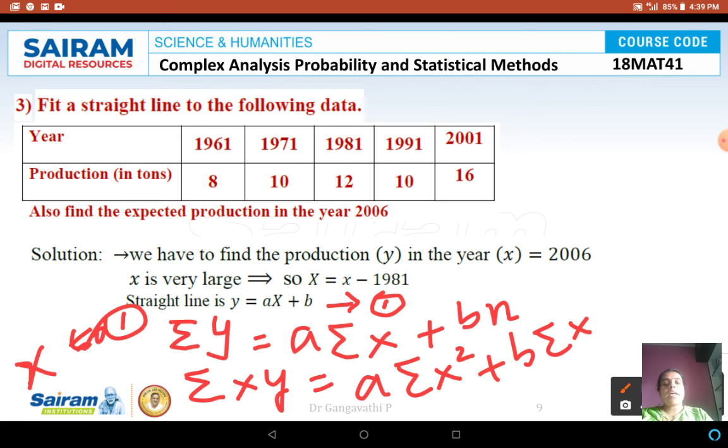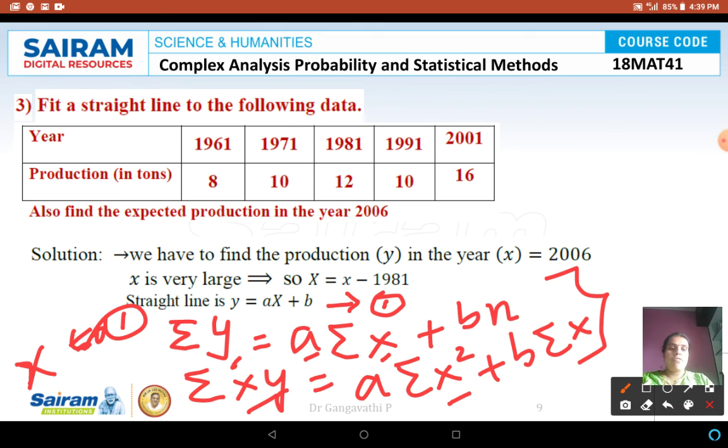So these are the two normal equations which we have for this particular problem. According to the data, we need the sum of values of y, the sum of values of X, the sum of XY, and the sum of X square. With that, we have to find the values of a and b. So let us proceed.